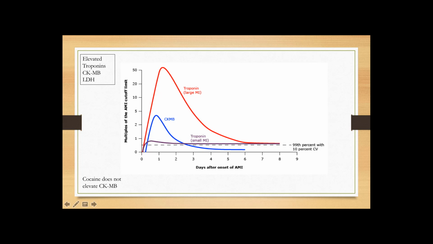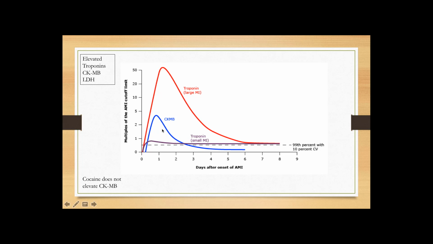So after the EKG, of course, we draw enzymes. So what are the enzymes that we draw? The first and the most popular and common is troponins. So troponins are going to start rising early on, and then usually within a couple of days they reach their peak. So therefore within the first 24 hours we draw troponins Q8 hours.